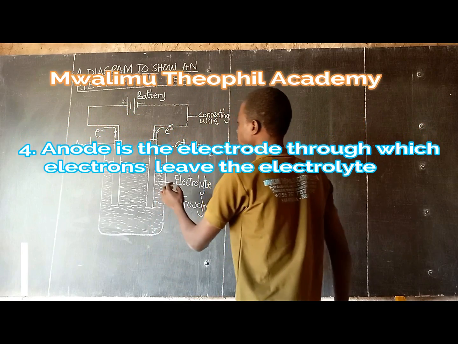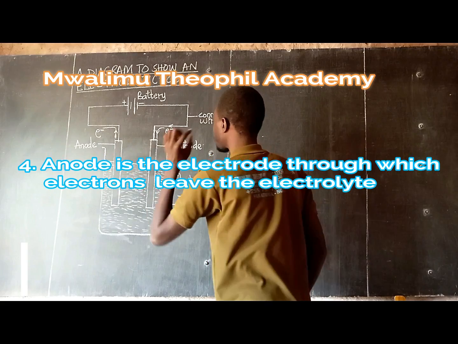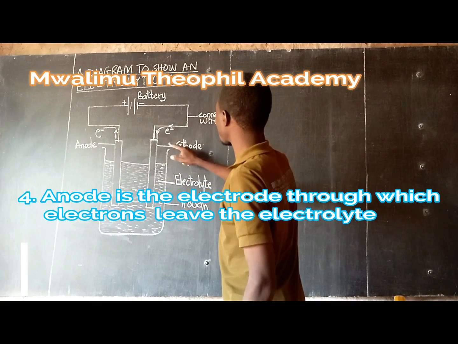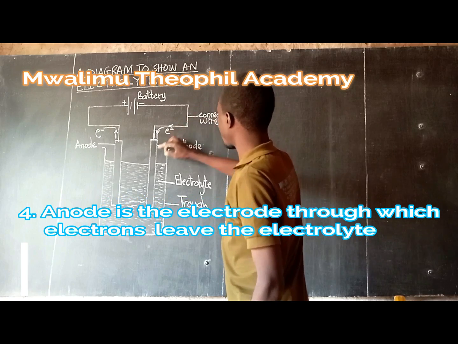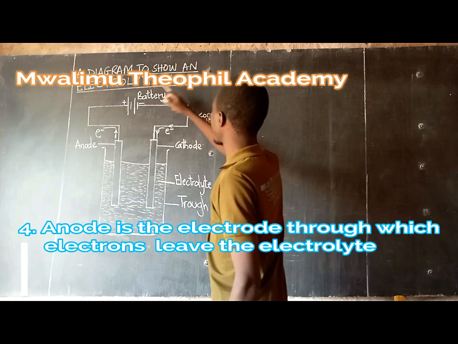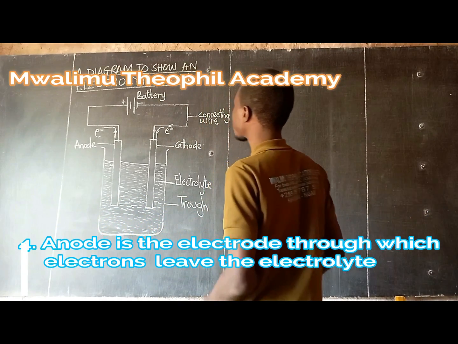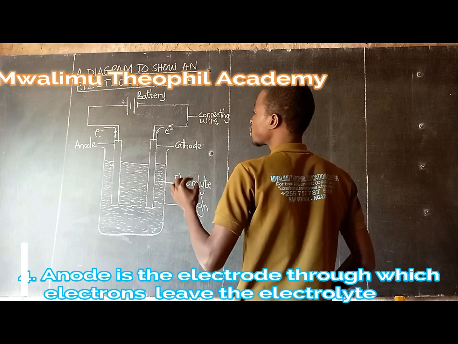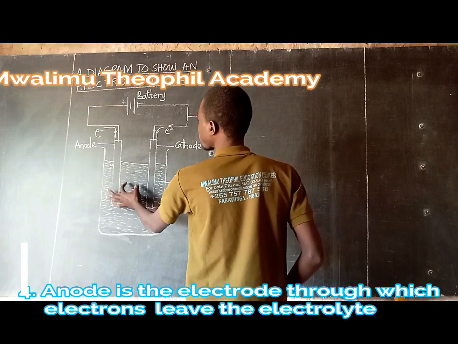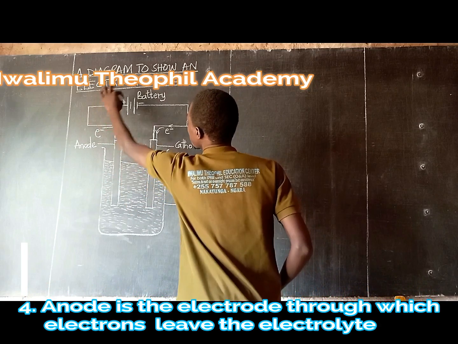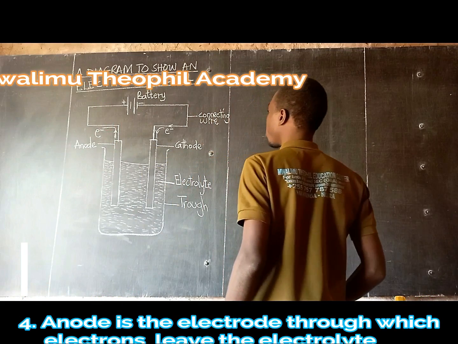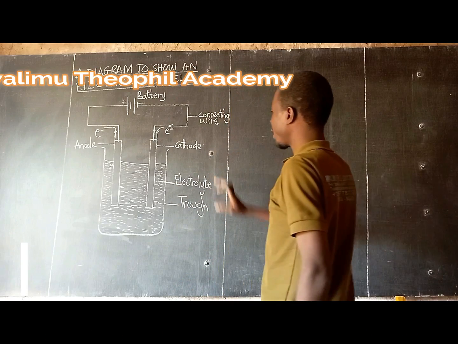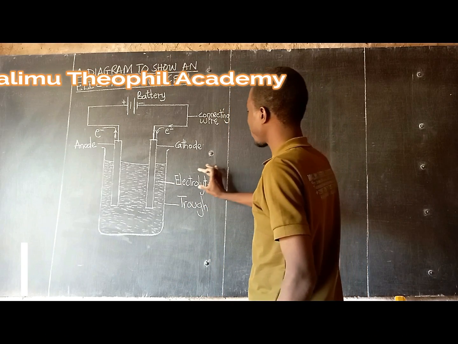So, as I've told you that these are two electrodes, you have to remember, you have to put in mind that cathode is an electrode through which electrons enter an electrolyte, and it is connected to the negative terminal of the battery, while anode is an electrode through which electrons leave an electrolyte, and it is connected to the positive terminal of the battery. Another component of an electrolytic cell, we must have electrolyte.